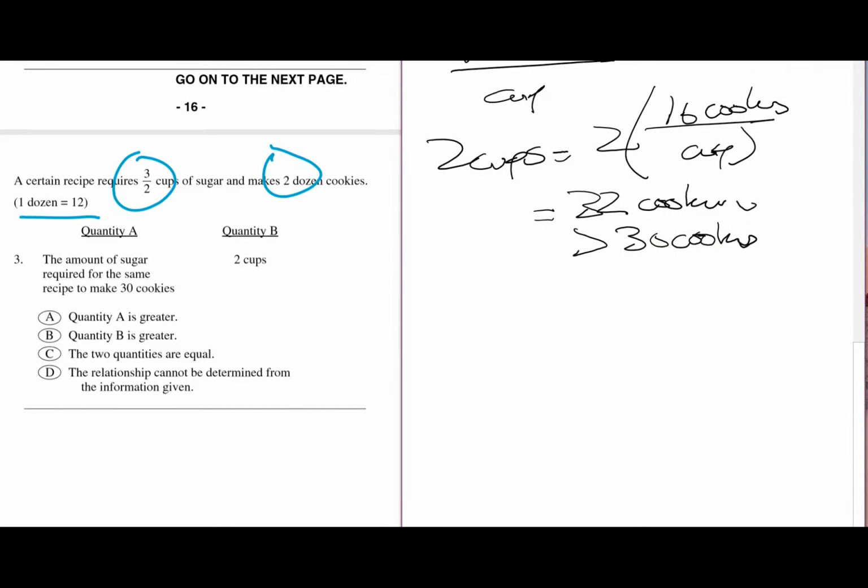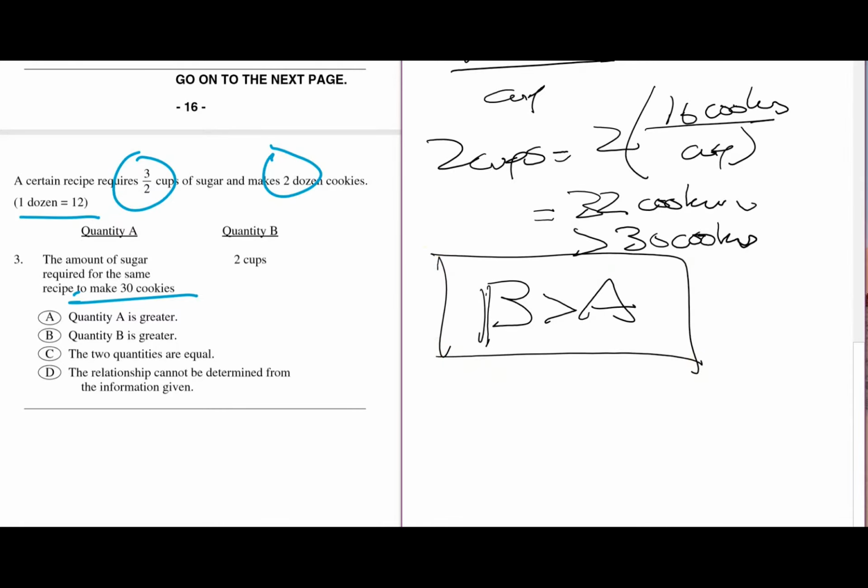So quantity A, this is a key. It says amount of sugar required for the same recipe to make 30 cookies. Now, we know that you need more sugar. It's a proportion. The sugar is proportional to cookies. So if you have less cookies, that means less sugar. So in this case, because B is greater than A, we know B is going to be greater than A, because you have more cookies proportionally, therefore more sugar, and therefore 2 cups requires more sugar.